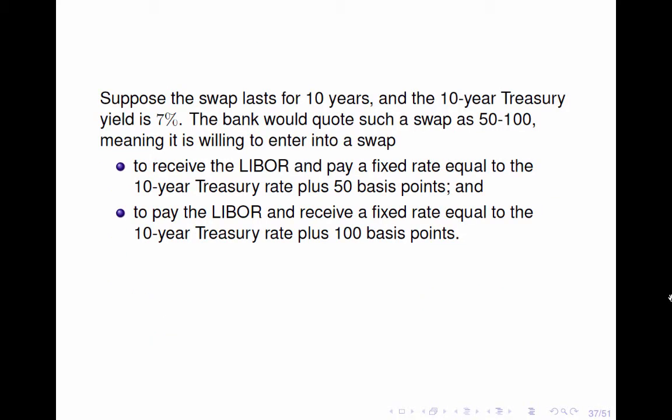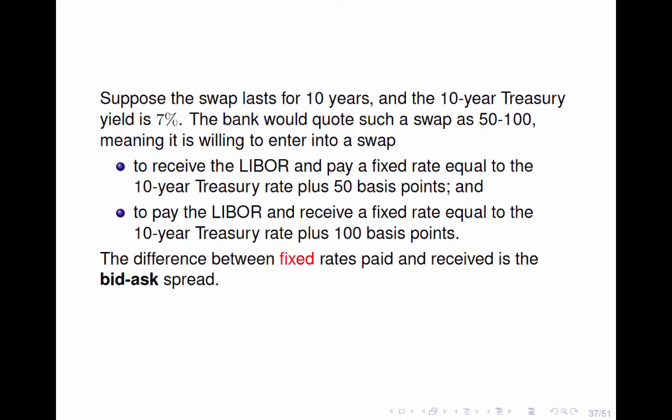Suppose the swap lasts for 10 years and the 10-year Treasury yield is 7%. The bank would quote such a swap as 50/100, meaning it is willing to enter into a swap to receive the LIBOR and pay a fixed rate equal to 10-year Treasury rate plus 50 basis points, and to pay the LIBOR and receive a fixed rate equal to the 10-year Treasury rate plus 100 basis points. The difference between fixed rates paid and received is called the bid-ask spread.